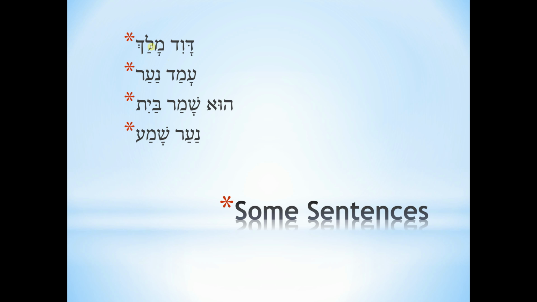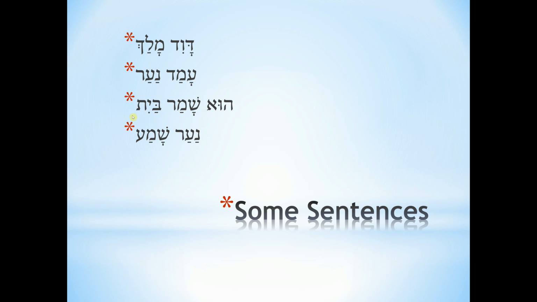So you'll notice that the caret on page 26 is hanging over the nun, and that's because this is not pronounced na'ar, it's pronounced na'ar. So that caret is just there to help remind you of that or to teach you about that. So this is amad na'ar, a young man stood. Or you could even put it in really wooden terms: he stood, a young man, and then smooth it out and say a young man stood.